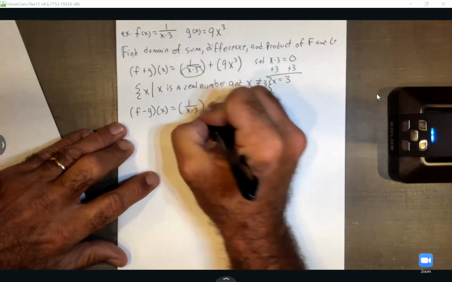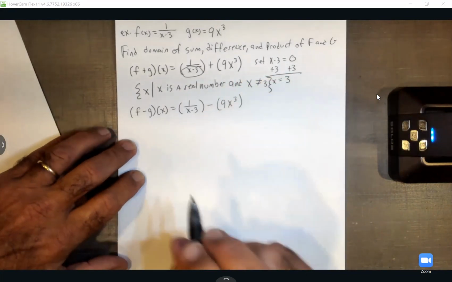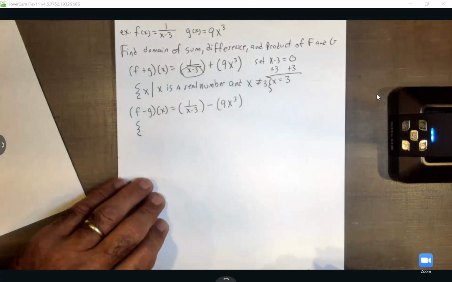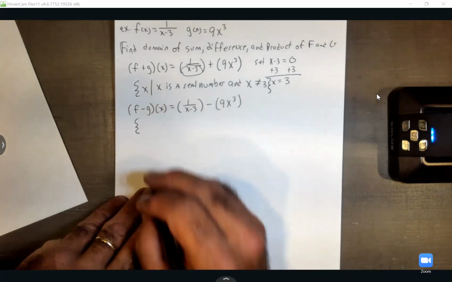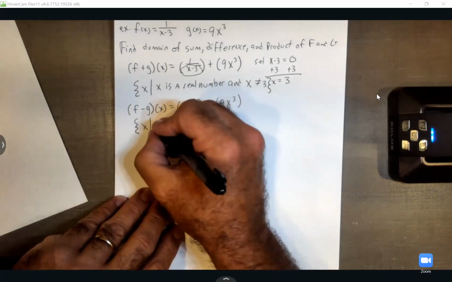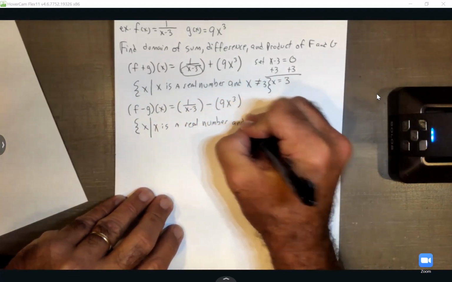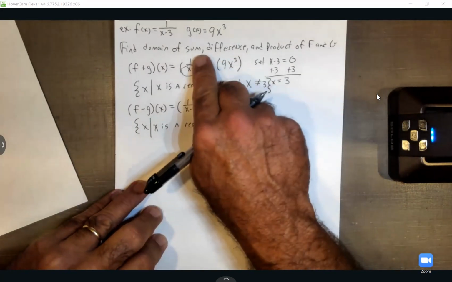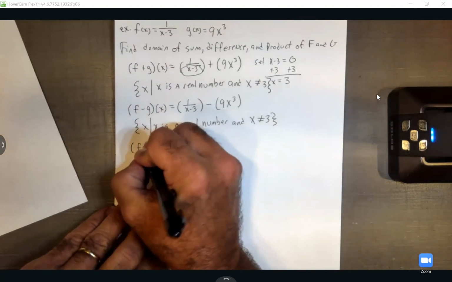All right, so how about this one? I got subtraction. 1 over x minus 3 minus 9x to the third. What y'all think that domain will be? Okay, I'm sorry. It's going to be x such that x is a real number, and x cannot equal 3. So once again, it looks like adding, subtracting, and multiplying are all going to have the same domain again, right? Yes, sure.